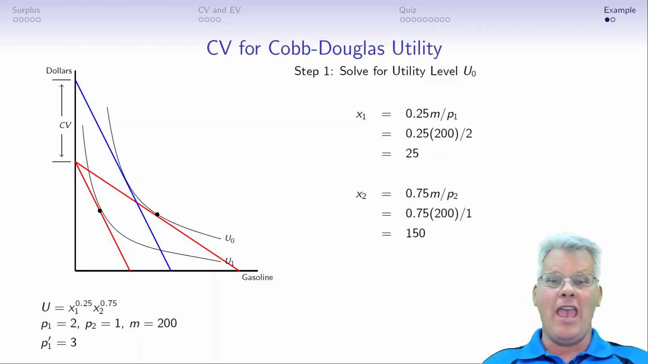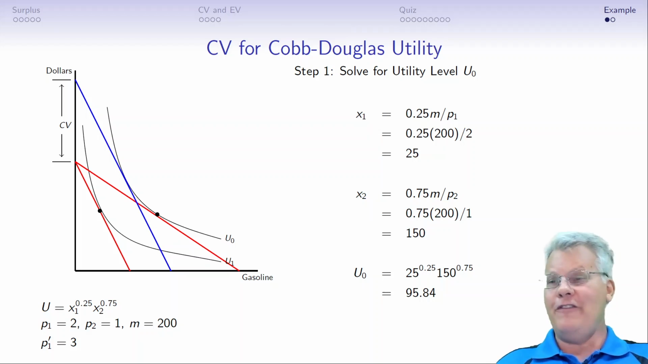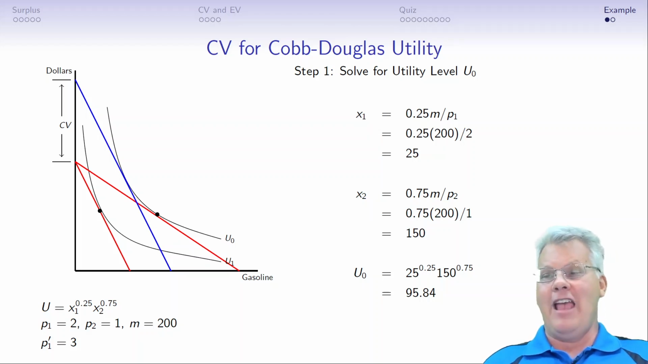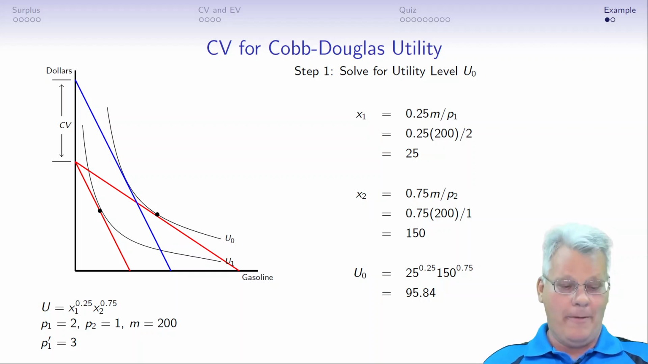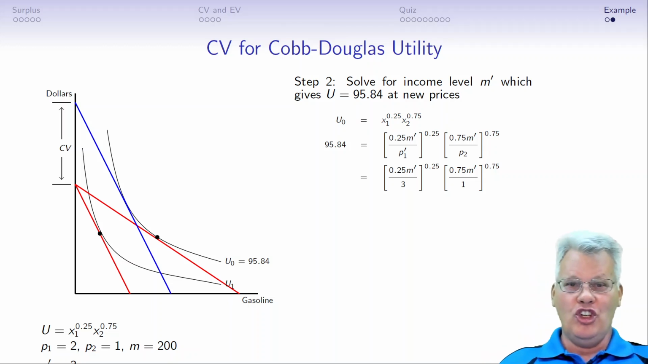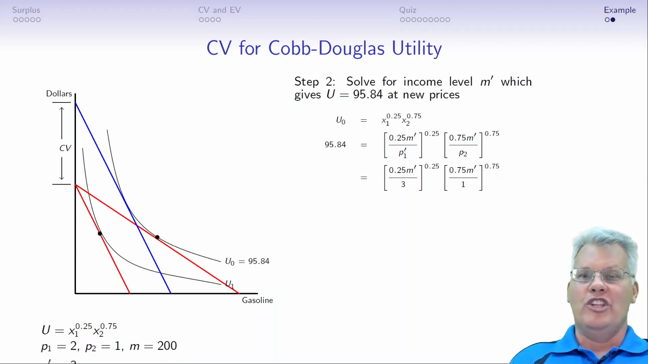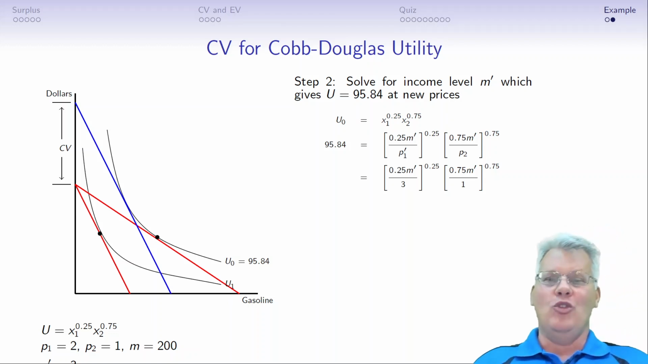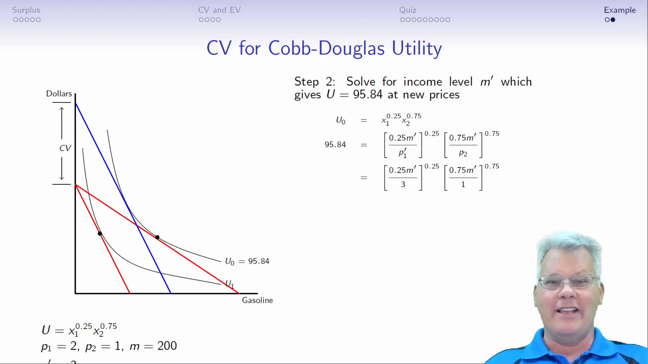In much the same way, this consumer is going to purchase 150 units of good 2. So we put 25 and 150 into the utility function and find out that the utility level is going to be 95.84. So what we need to do, step 2, is solve for a new income level which will give us a utility level of 95.84 at the new prices.